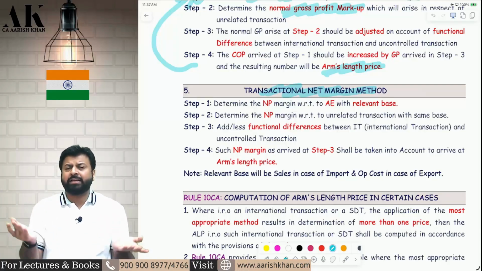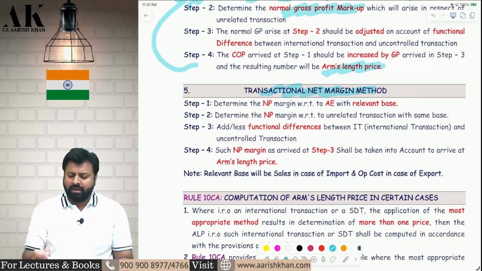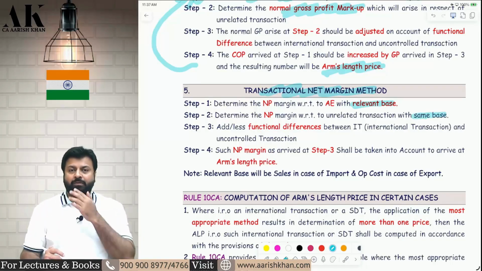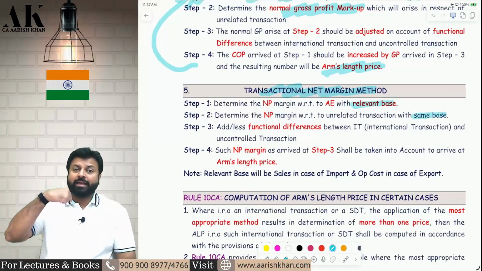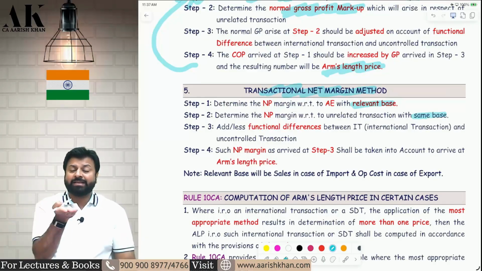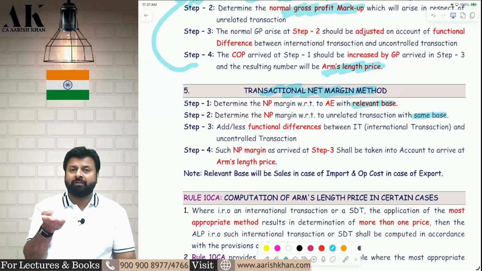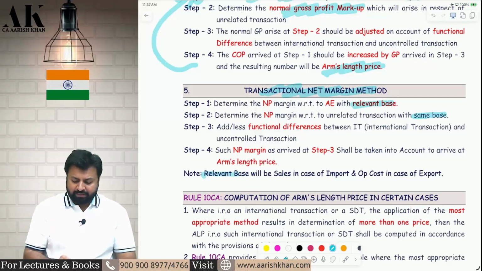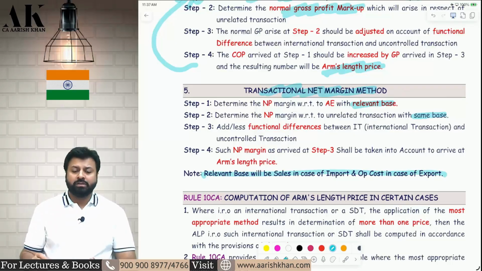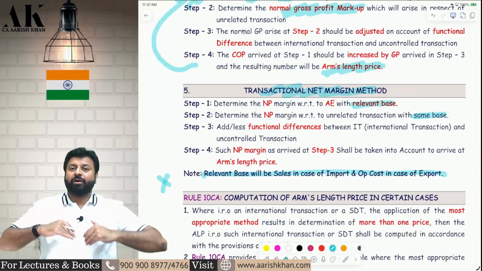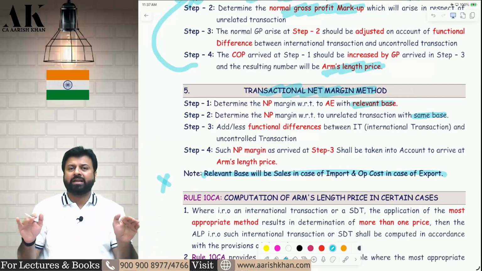But sir, when to take sale in the denominator, when to take cost in the denominator? The law is saying take the relevant base. Relevant base means what? I have told you in the class. If you are exporting, if you are selling, take the relevant base as cost in the denominator. And if you are importing, if you are purchasing, then take the relevant base as sales in the denominator. I have mentioned this in the note below. This entire line is not there in the study material. So students are confused when to take cost, when to take sales. It's very simple. If you are exporting, take cost. If you are importing, take sales.